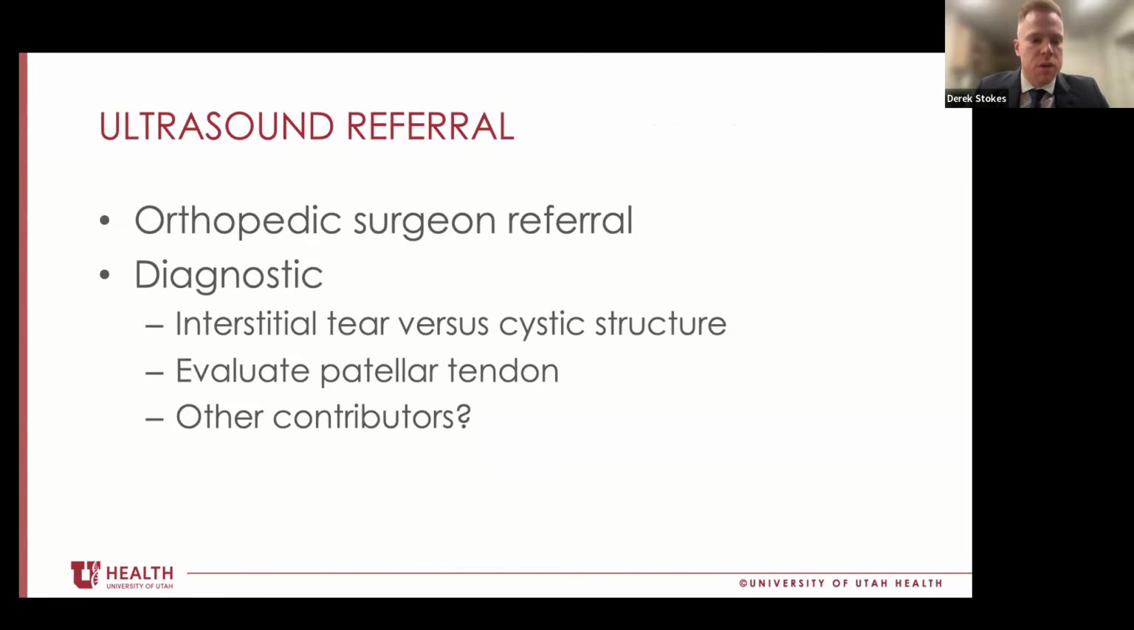Well, there were a couple reasons for this. One of our orthopedic surgeons, who's a team physician, reviewed the MRI and had some additional questions about the report. First and foremost, the question was, is this an interstitial tear versus is it actually more a cystic structure? We also know that when evaluating patellar tendons, and specifically for the evaluation of patellar tendinopathy, ultrasound is at least equivalent, if not superior, to MRI for further characterization of the patellar tendinopathy. So that was reason number two. We expanded our anterior knee evaluation to include all anterior knee structures, just to evaluate for other contributors as well.